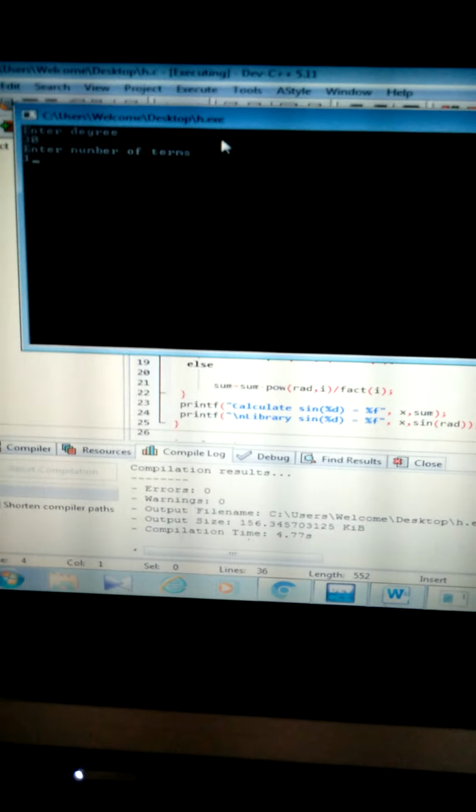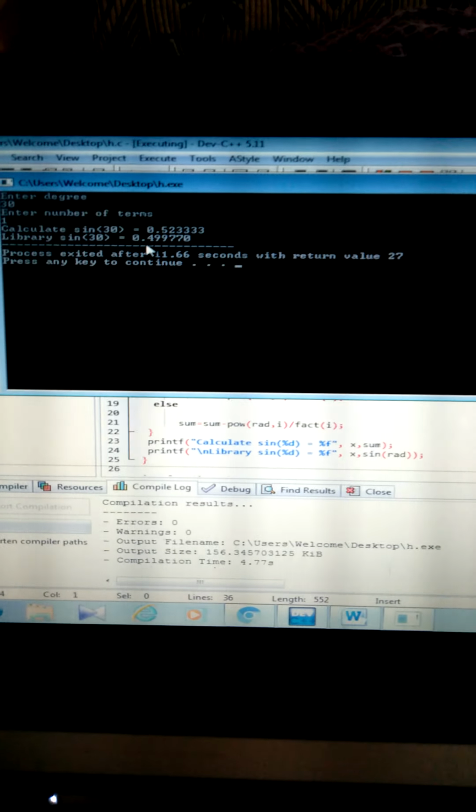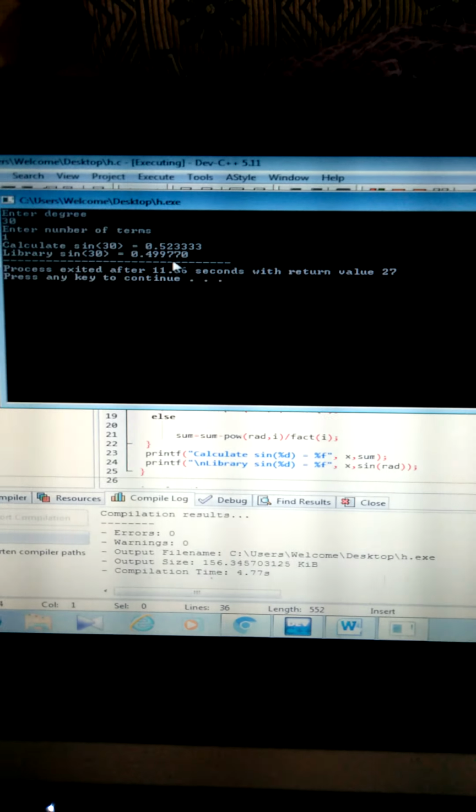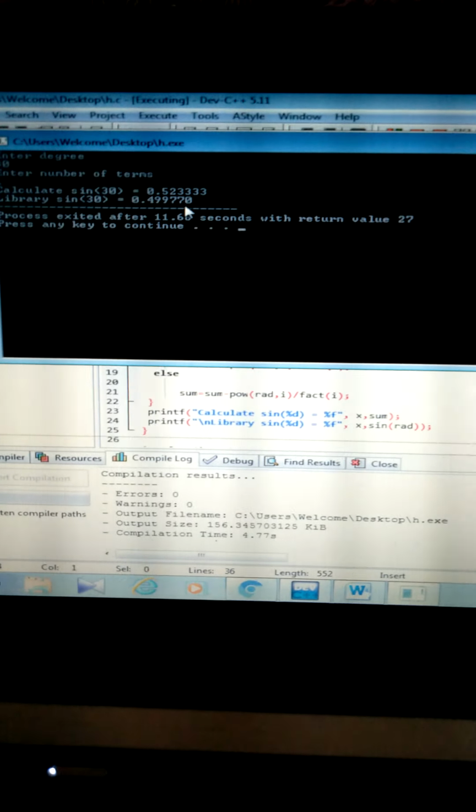Now let us execute once. Give value here 30, angle 30, number of terms 1, value is 0.523333 and by library 0.4997770. Let us trace it and check the value for this same.